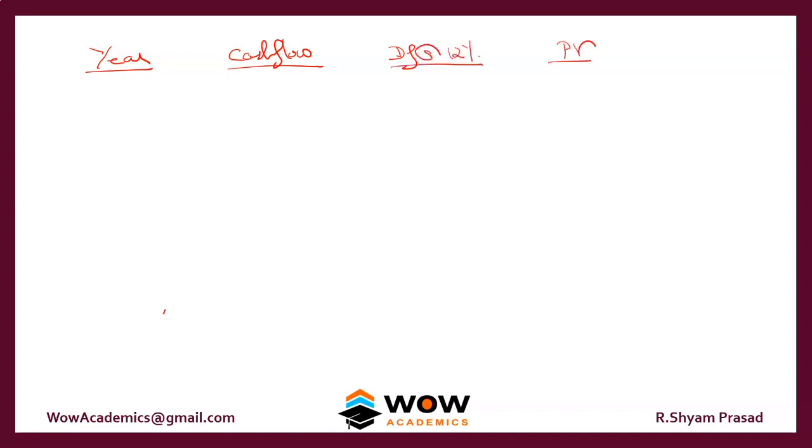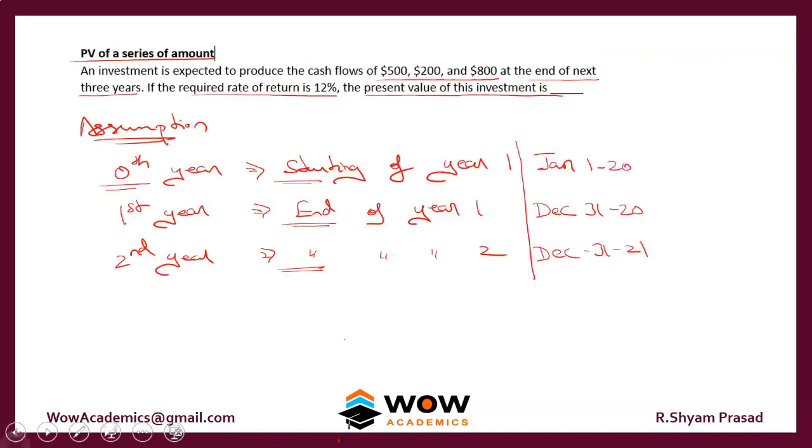So we'll move on to solve this problem. So we'll set up a table. So we had 3 years, 1, 2 and 3. We look at our cash flow. Our cash flows are 500, 200, 800.